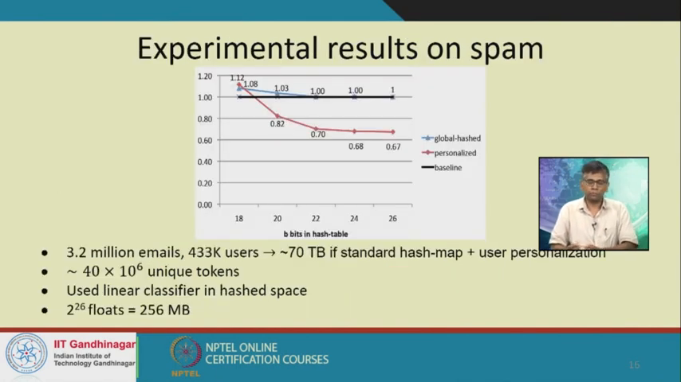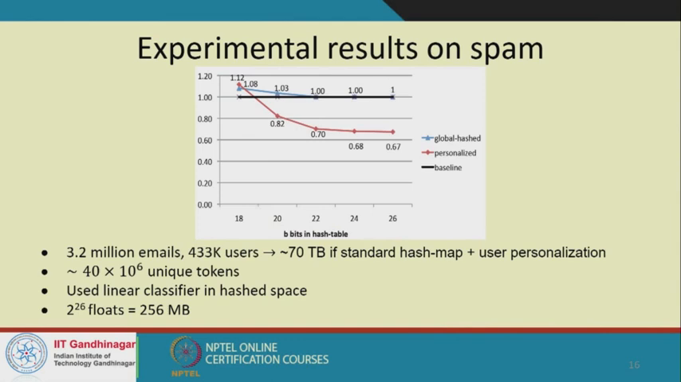Before we end, I'll show you a bunch of experimental results for spam classification from a paper that we had. This is a result that took 3.2 million emails from Yahoo's data and about 400 key users. If we use the user personalization technique that I had mentioned, as well as the standard hash map, it would have taken us 70 terabytes just to store this, because there happen to be around 40 times 10 to the 6 unique tokens in this data.